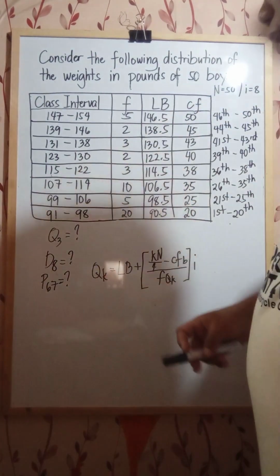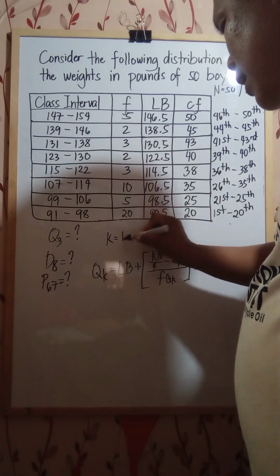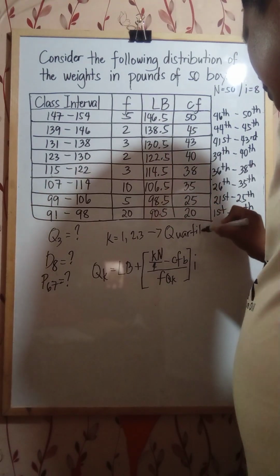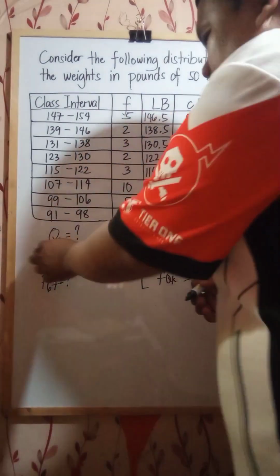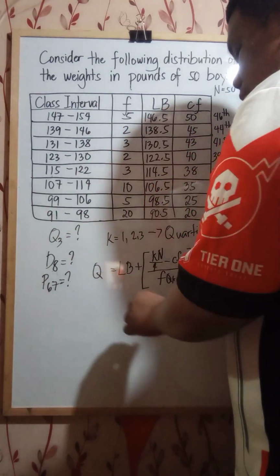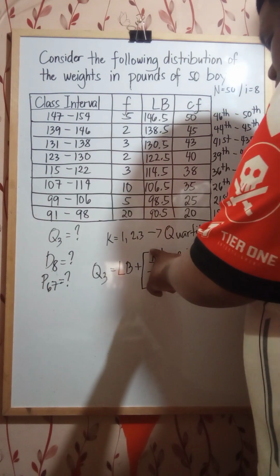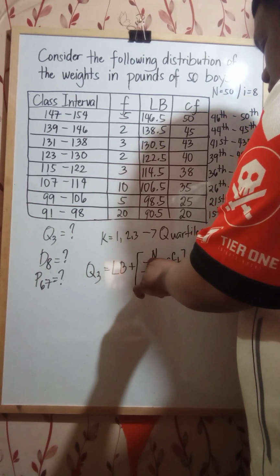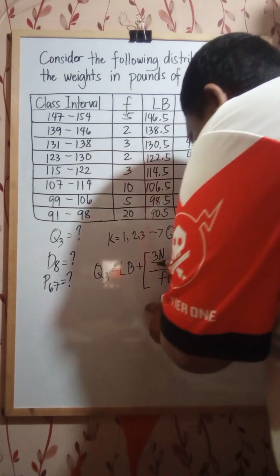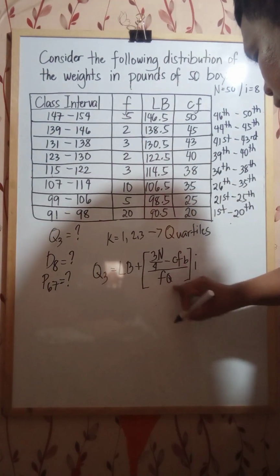So, let's change the K to 3. By the way, the K takes the values 1, 2, or 3 if we are finding the quartiles. Since we are finding Q sub 3, we replace K with 3. This is also 3, and this is also 3. Then we change this to 4, to make it clear. Then the K is replaced with 3.